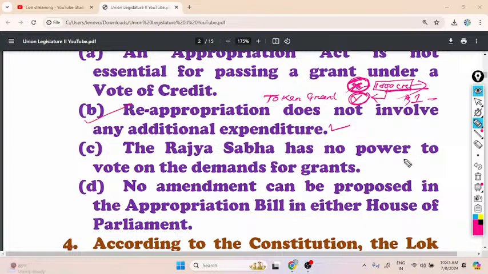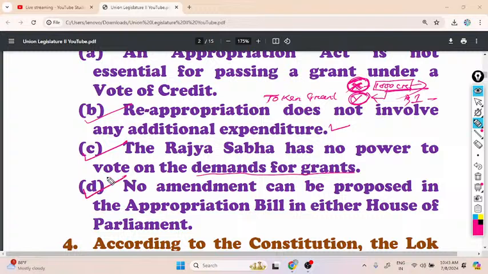The Rajya Sabha has no power to vote on demands. That is also correct. Demands for grants are found in the budget, and they are exclusive privileges of the Lok Sabha. Rajya Sabha does not have any power to vote on the demands for grants. No amendment can be proposed in the appropriation bill in either house of Parliament.